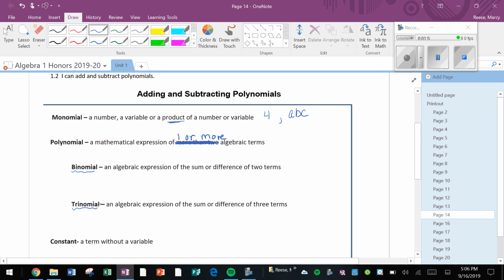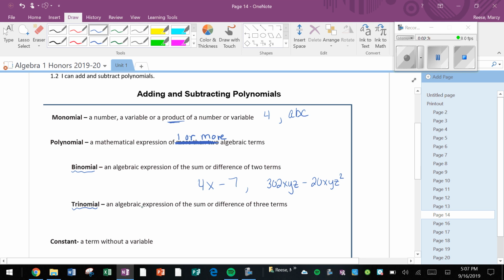A binomial is a polynomial also, but it has two terms that are separated by an addition or subtraction. So 4x minus 7, or 302xyz minus 20xyz squared. And notice they're very similar, but they're not like terms. They're not like terms because they're not exactly an x, a y, and a z. The second one has a z squared, okay? So they can't be combined. We'll talk more about that in a minute.